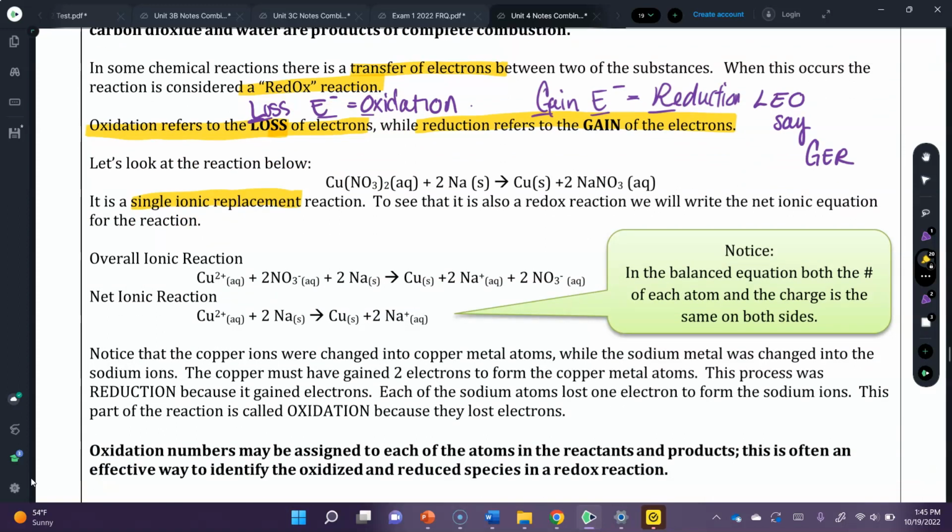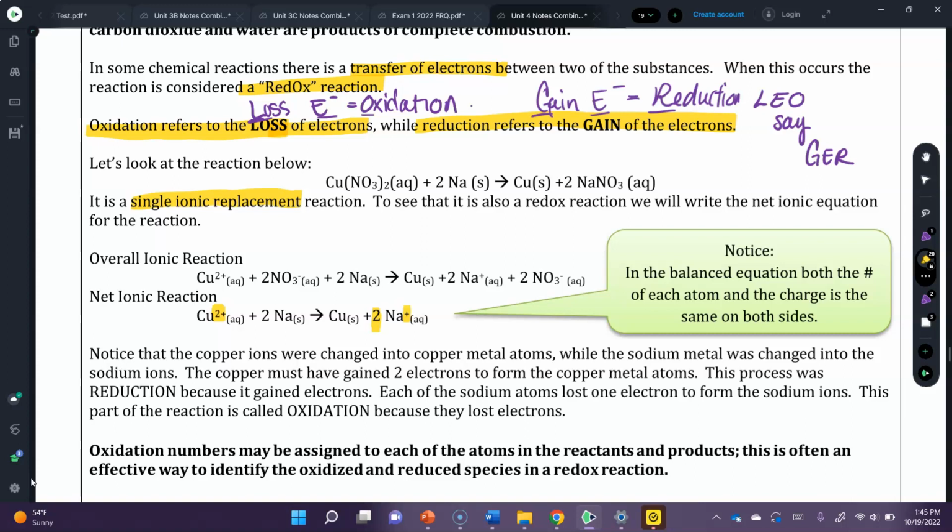What we notice is a couple things. First, that the total charges on both sides are equal. In addition to that, just like before, the amount of each atom is equal. Okay, so electrons are equal as well as the number of each type of atom.